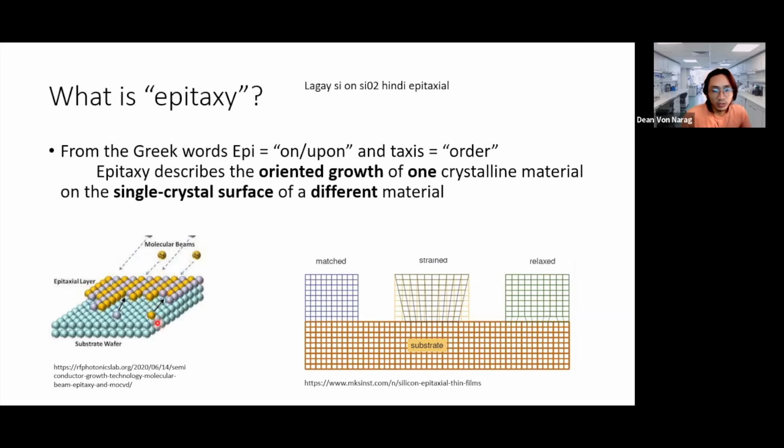We can see one crystalline material called the deposit, so ito yung mga deposit, being deposited on the single crystal surface of a different material called the substrate. So take note, single crystal surface. It can't be amorphous or polycrystalline, for example. Okay, so makikita natin mamaya the difference between crystal growth and epitaxy.